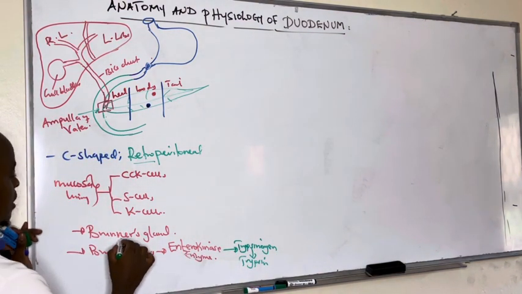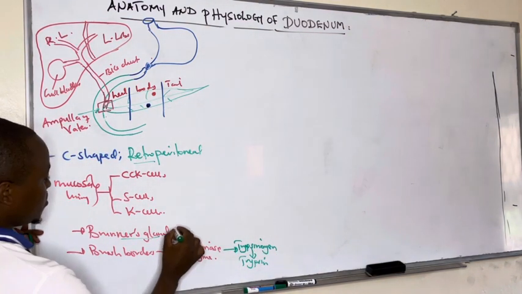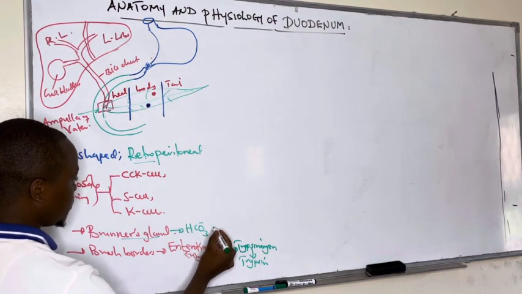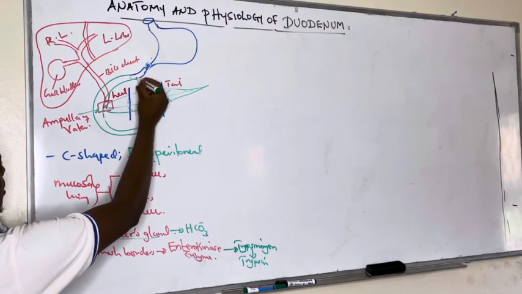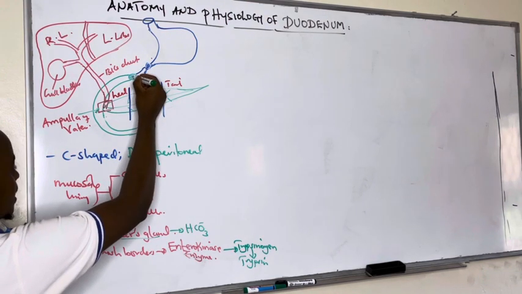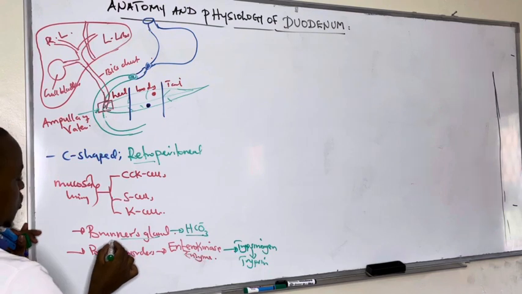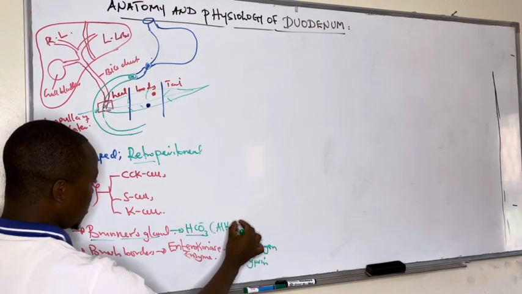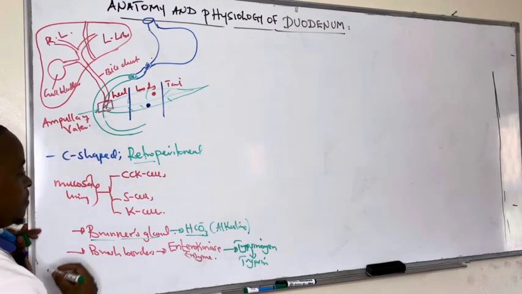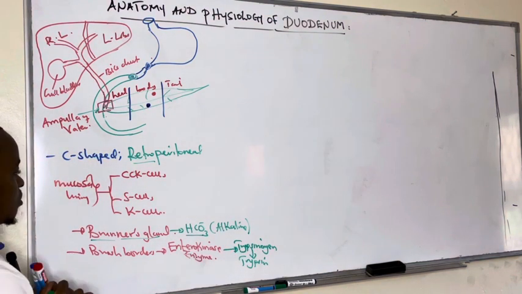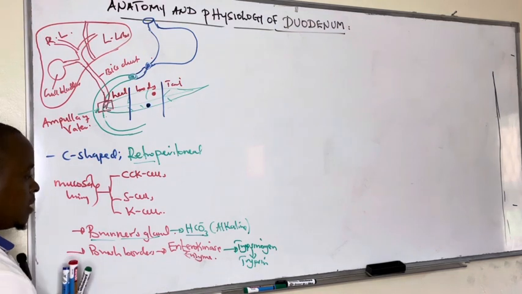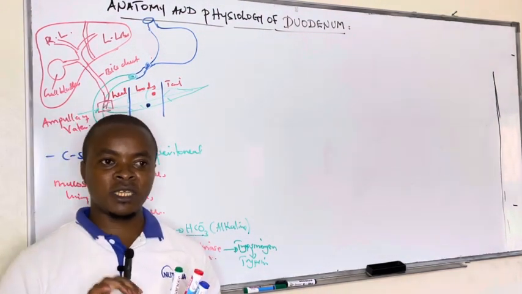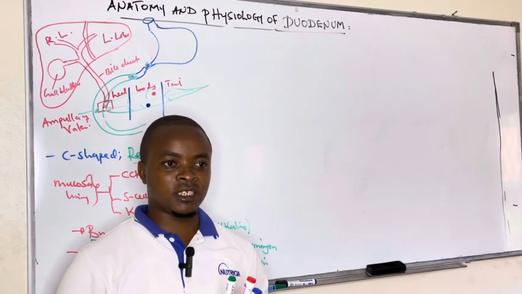Then the Brunner's glands produce bicarbonate ions. Remember, the food which is coming in is acidic, so it is neutralized by the bicarbonate ions produced by the Brunner's glands. These make the environment alkaline, creating an alkaline medium. The Brunner's glands produce mucus, and this mucus contains bicarbonate ions that neutralize the acidic pH and provide an alkaline lining.